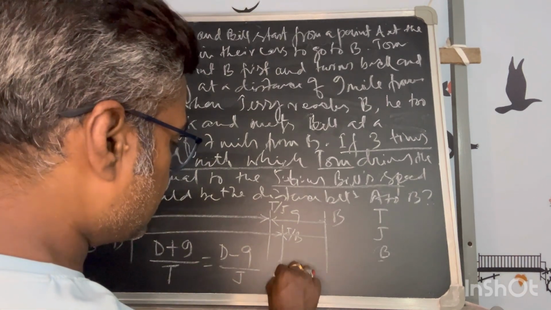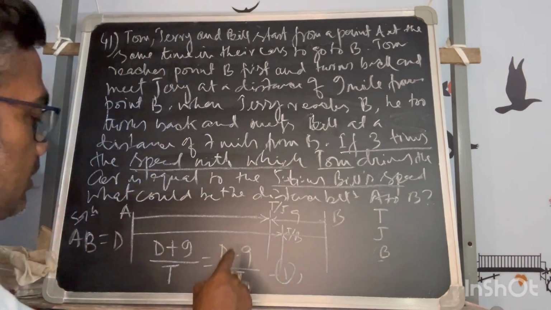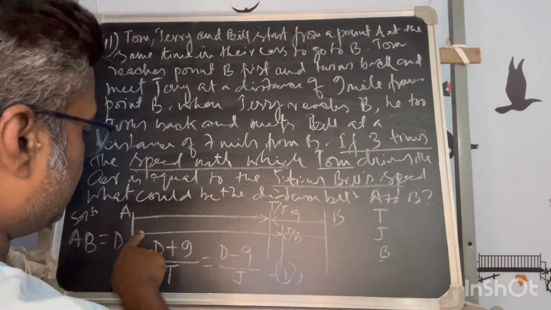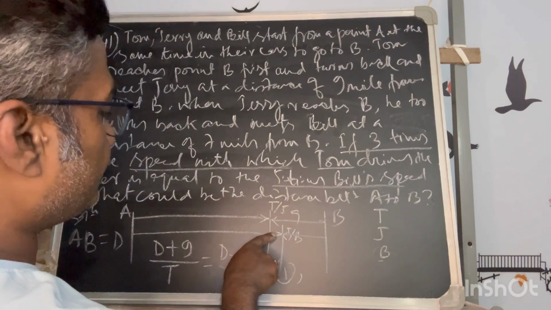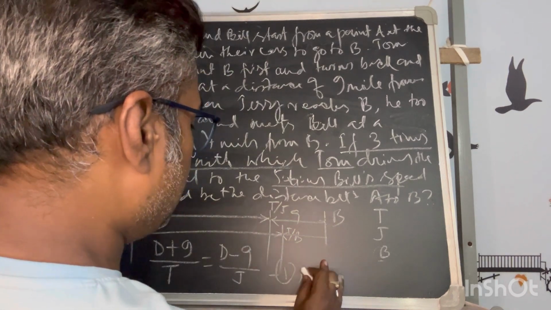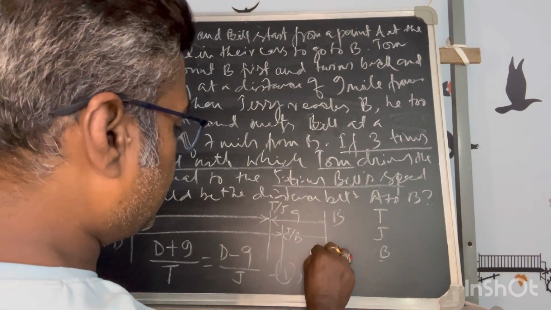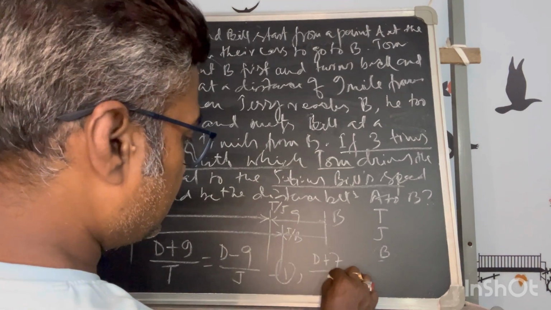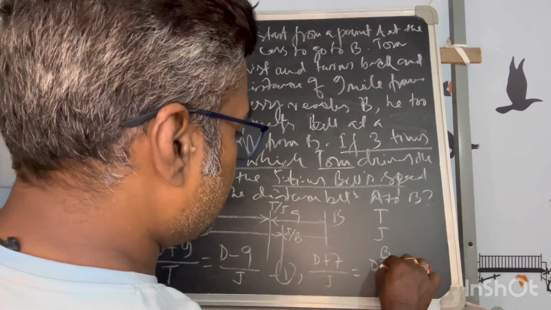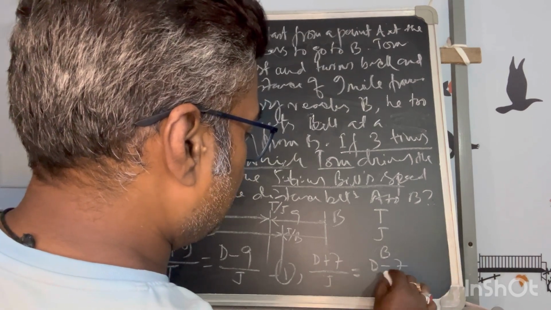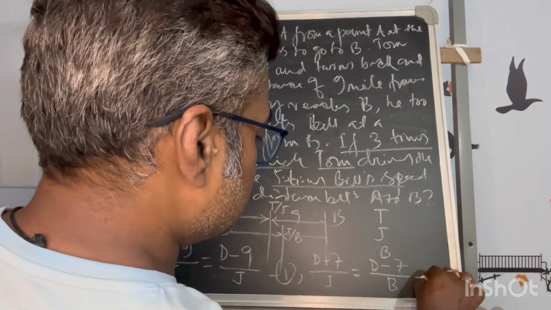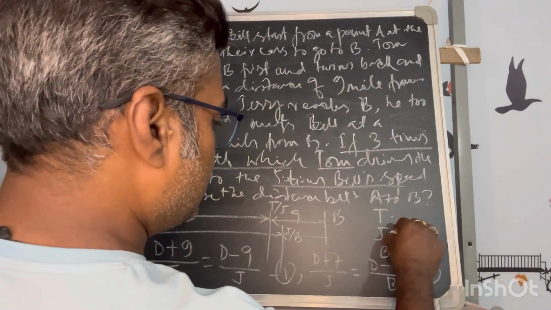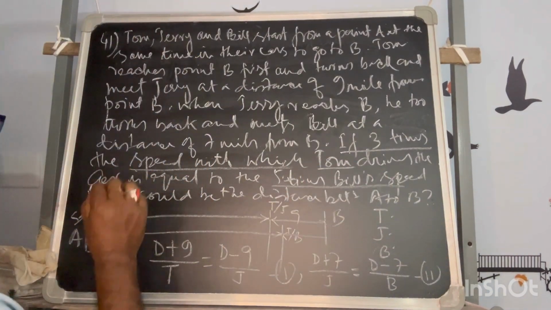This is the first equation. Second equation, similarly: when Jerry is coming back, Bill is going forward. In that case, Jerry has covered D plus 7 with his speed J, and in that same time, D minus 7 is covered by Bill with his speed B. This is the second equation. Okay, so how many variables are there? 1, 2, 3 and 4.